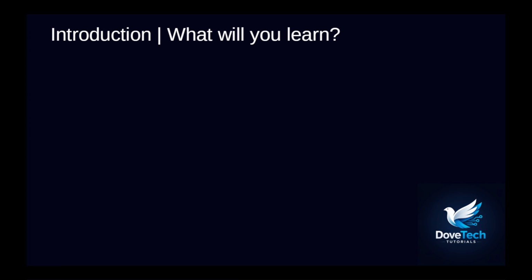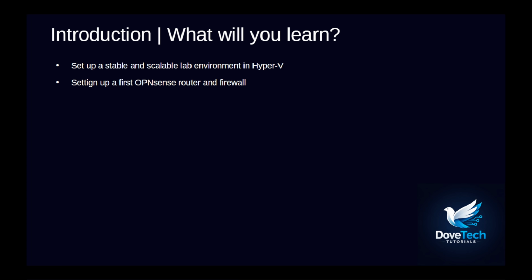What are we actually going to build? We're going to start by setting up a stable and scalable lab environment in Hyper-V. That's going to be our foundation. And that matters, because we want to build something we can keep expanding later. Not a temporary mess, but a clean structure where we can add new servers and networks as we progress through the course. After that, we'll set up an OPNsense router and firewall.